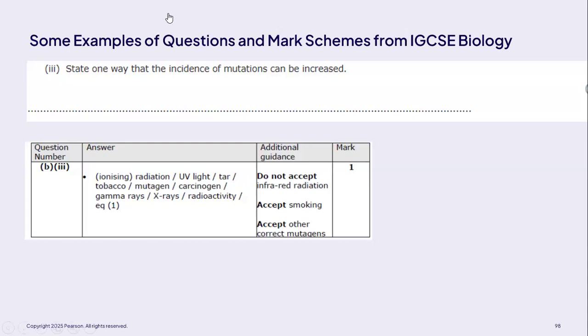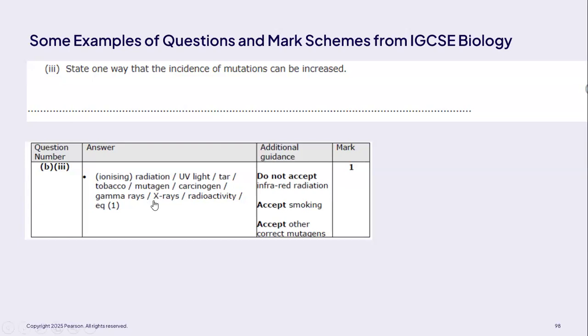Now, this question states one way that the incidence of mutation can be increased. It says state one way, so it's an AO1 question. It is recall of something they should have learned. There are many ways that mutations can be increased: radiation, UV light, tobacco, mutagen. When you've got a list of words with an oblique line between each one, they are alternatives. You only need one of those words, and any one is acceptable because it asks for one way.